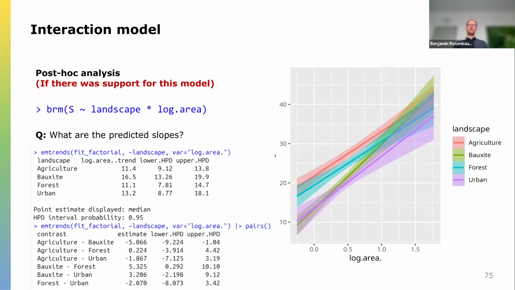However, if you were interested in differences in slope, the EM means package also has a function for comparing slopes, and this is EM trends. You can use it exactly as the EM means function. However, I think you have to specify the variable for which the slope is to be extracted. Here, this variable is log area. And then you can extract, for instance, all the different slopes and also their pairwise comparison, meaning their difference.